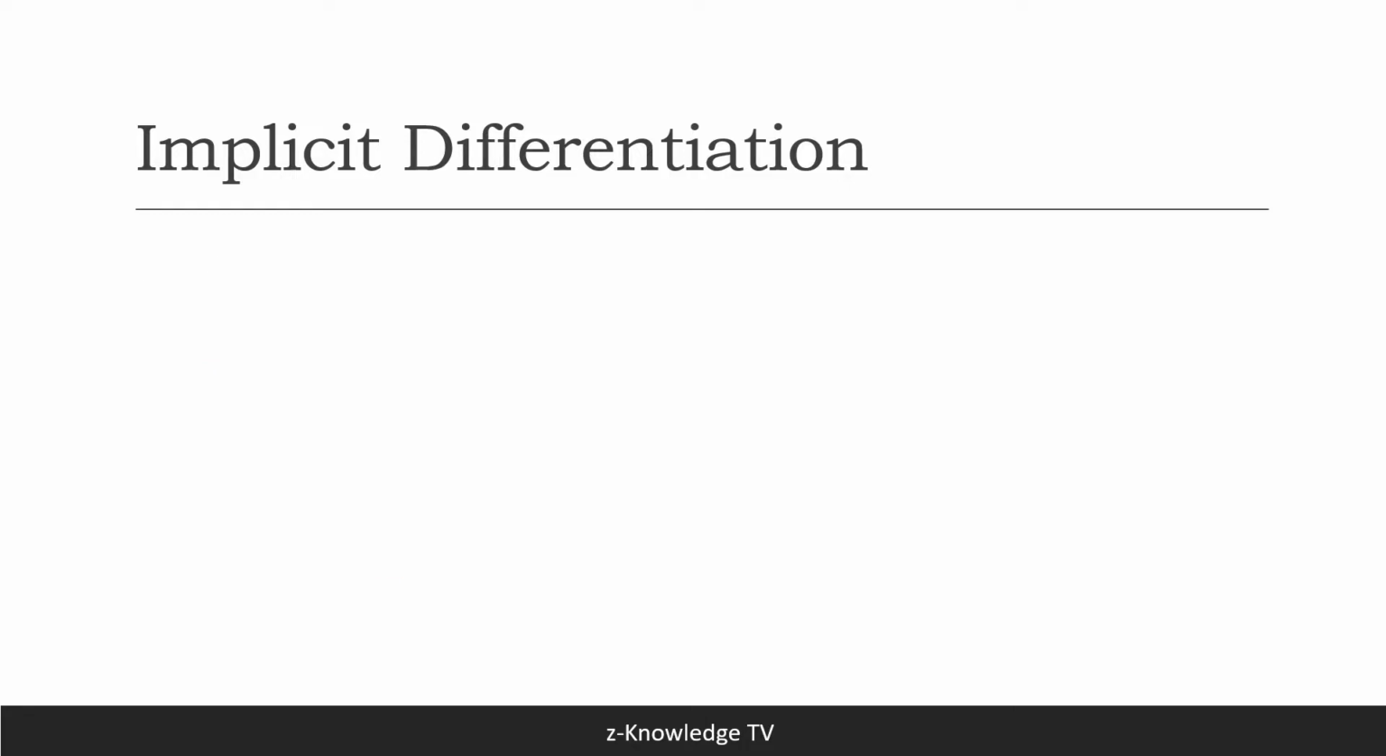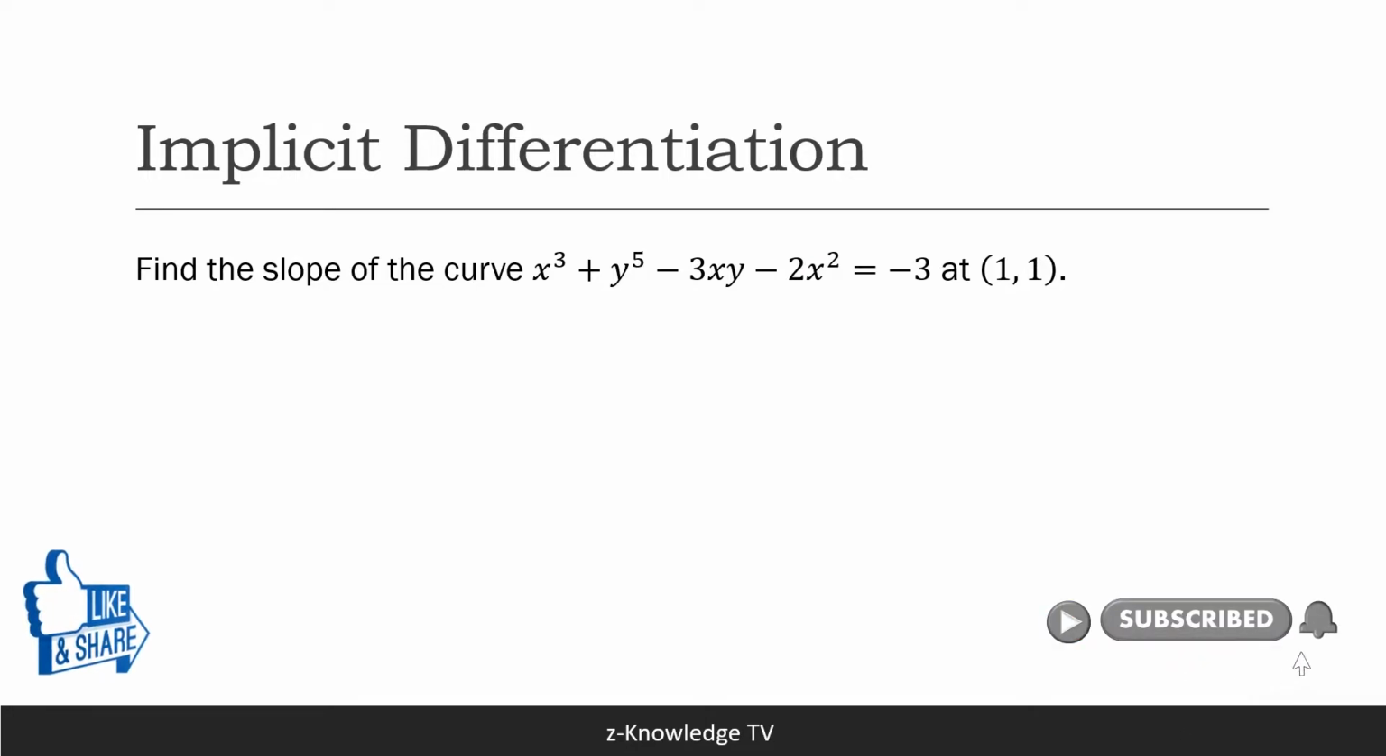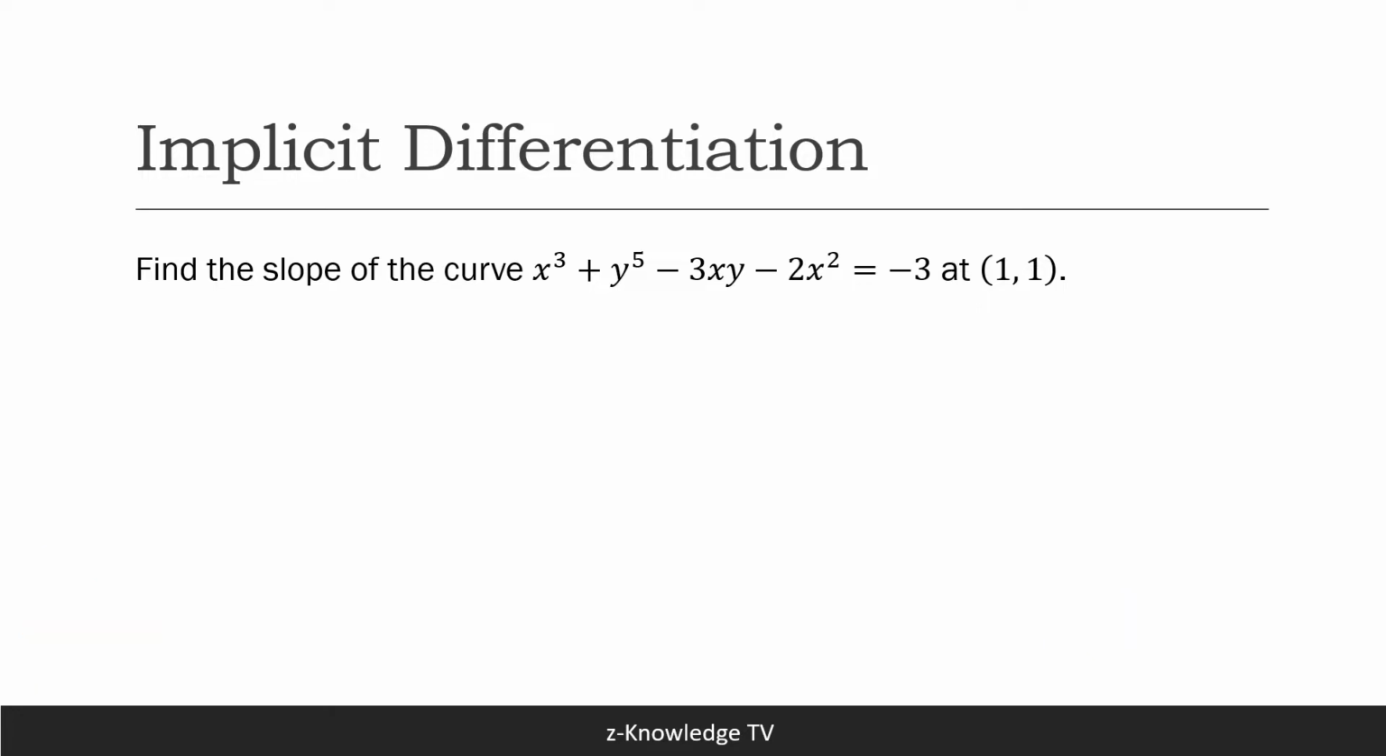Okay, next. So, find the slope of the curve x cubed plus y raised to 5 minus 3xy minus 2x squared is equal to negative 3 at point 1, 1. So, kapag ganito yung equation natin, o yung problem natin, slope ang hinahanap. Okay? So, ang meaning ng slope is derivative. Okay? So, therefore, kukuha na lang tayo ng derivative or ng y prime. Okay? So, derivative natin itong equation na to.